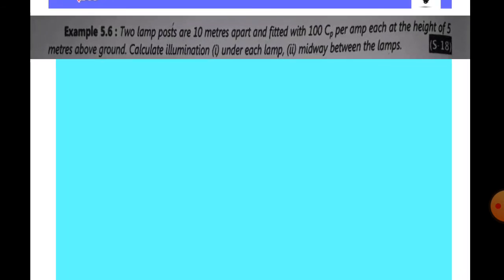Two lamp posts, nothing but poles, are 10 meters apart from each other and fitted with 100 candle power each at the height of 5 meters above the ground. Means the lamp fitting is mounted on the pole at 5 meters above the ground, and the distance between the two poles is 10 meters. Calculate the illumination under each lamp and the illumination midway between the lamps.